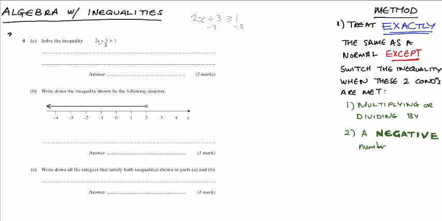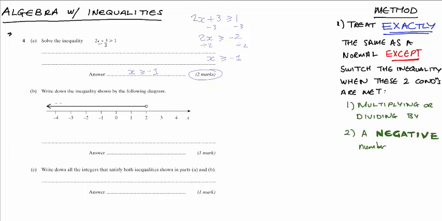That's not multiplying or dividing by a negative number, so keep it the same: 2x greater than or equal to minus 2. Finally, divide by 2. That's dividing by a positive number, so still don't switch. There you go, I got my answer: x is greater than or equal to minus 1. That gets me my 2 marks. It's nice and straightforward, right?